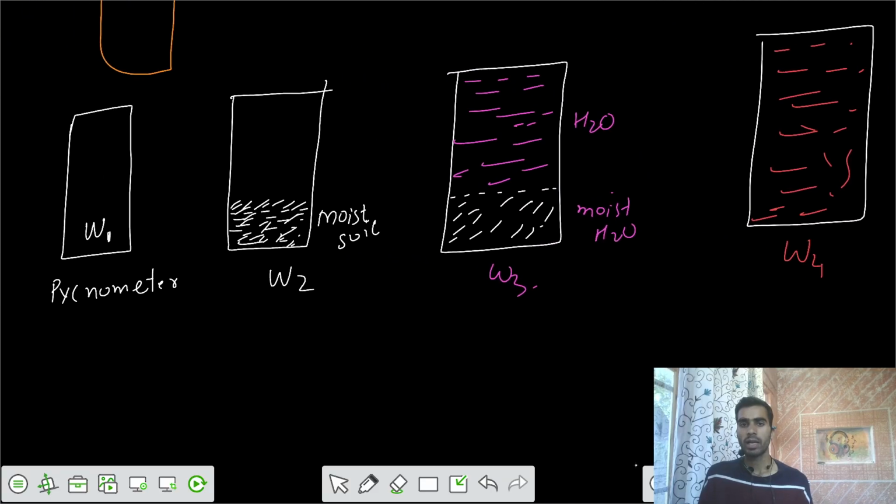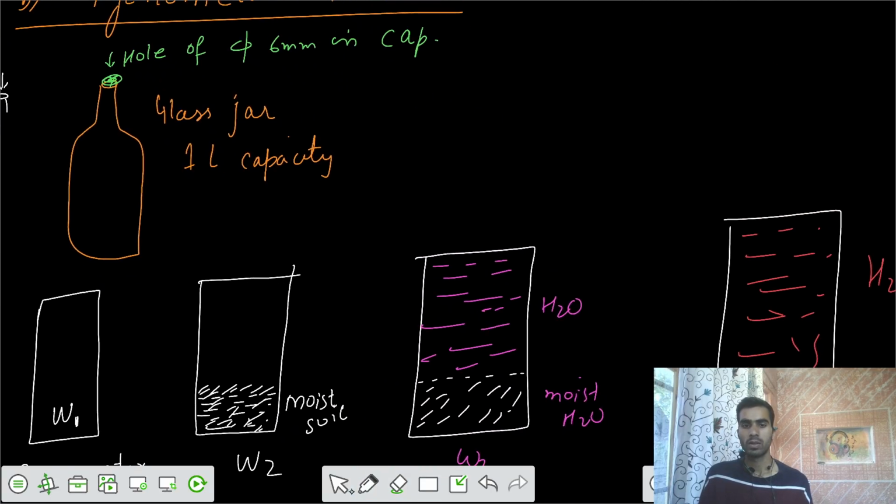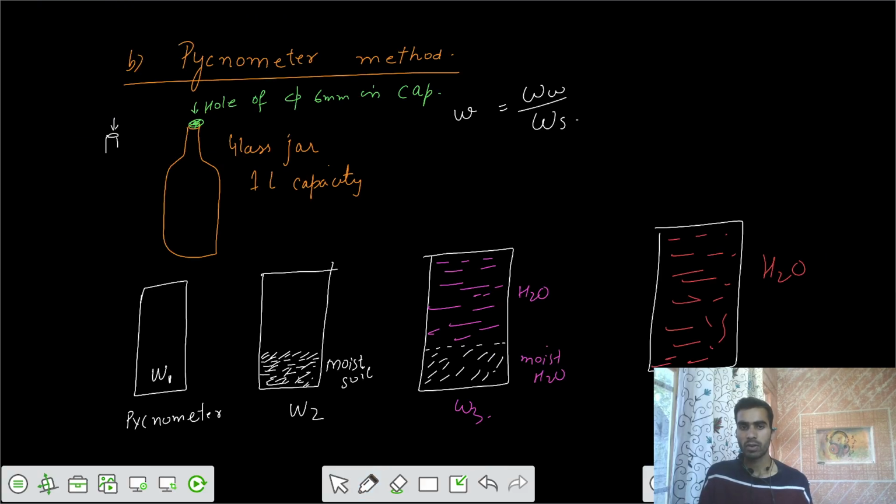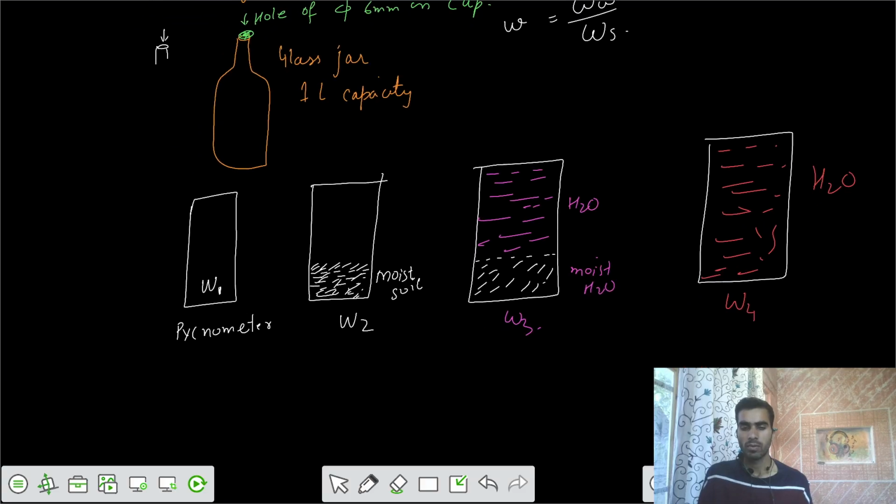Now we need to calculate the water content. What is the equation for water content? Water content is the weight of water by weight of solids. So what is the weight of water from this diagram?